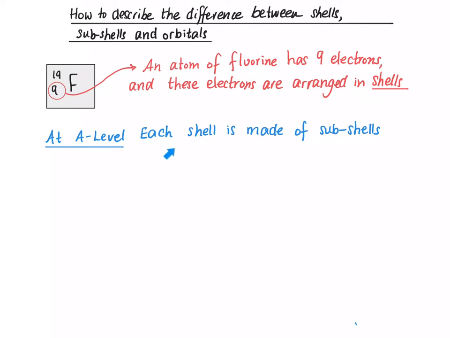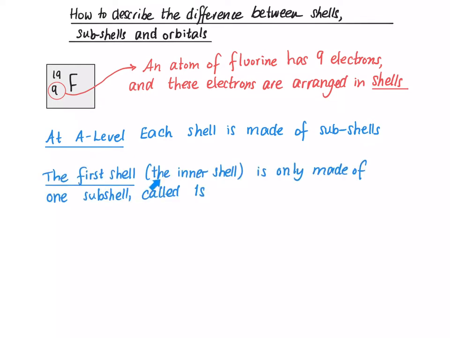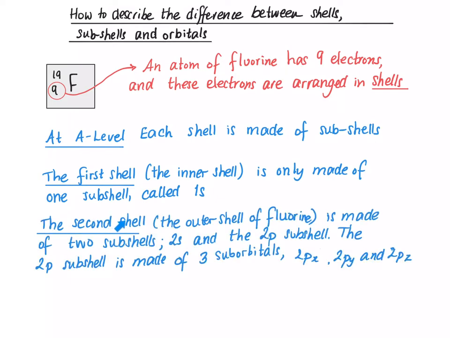At A level, each shell is made up of subshells, and these subshells are made of suborbitals. So the first shell, the inner shell, is only made up of one subshell that we call 1s. But the second shell, the outer shell of fluorine, that's the outer ring, is made of 2 different subshells, 2s and 2p. And it's a bit more complicated because the 2p subshell is subdivided into 3 different suborbitals that we call px, py and pz.